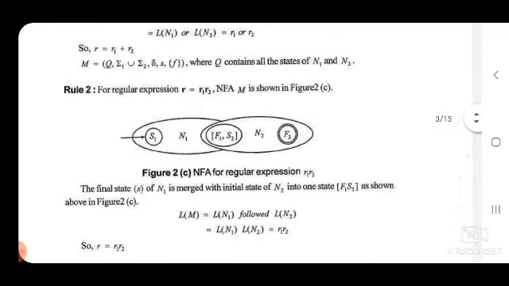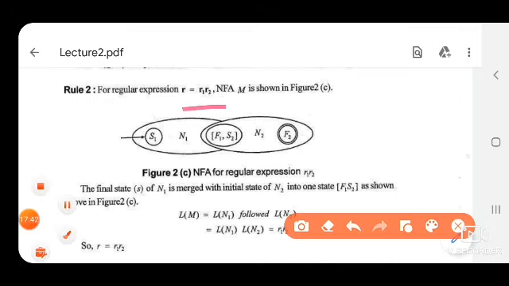Let us take another case, that is concatenation. If R1 and R2 are two regular expressions, then R1 dot R2 is also a regular expression by definition, and small r represents R1 dot R2. So, we have to draw NFA for R1 dot R2. It is very simple. Let us take N1 as the NFA for R1 and N2 as the NFA for R2. So, we have to make NFA for R1 dot R2.